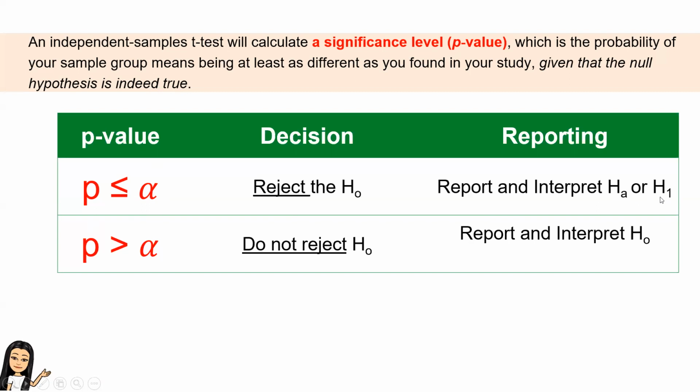Take note, HA or H1 signifies alternative hypothesis, so we can utilize any of these two. However, if P is greater than alpha, do not reject HO. And since we do not reject HO or our null hypothesis, then we have to report and interpret the same null hypothesis. And whenever possible, it is recommended that the researcher also provides a higher interpretation of the hypothesis you reported.